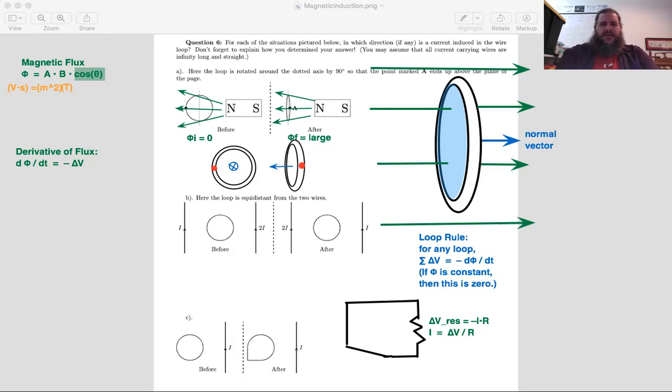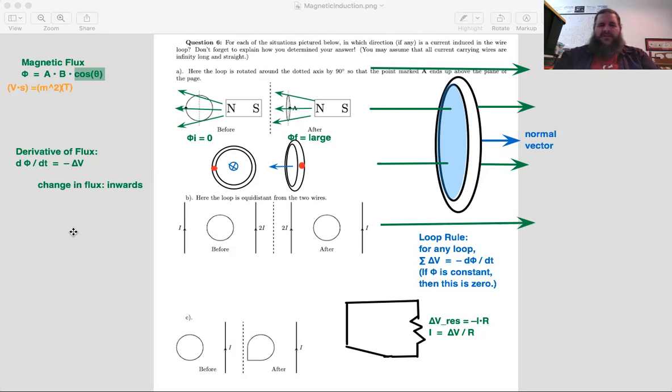Inwards. Yeah, the change in flux is in the inwards direction, because if it's an inwards vector and it's increasing, then the change is more and more inwards. So we've got an inwards change in flux. And the derivative of flux is supposed to be the opposite of the change in voltage. This negative sign means take the opposite of that direction.